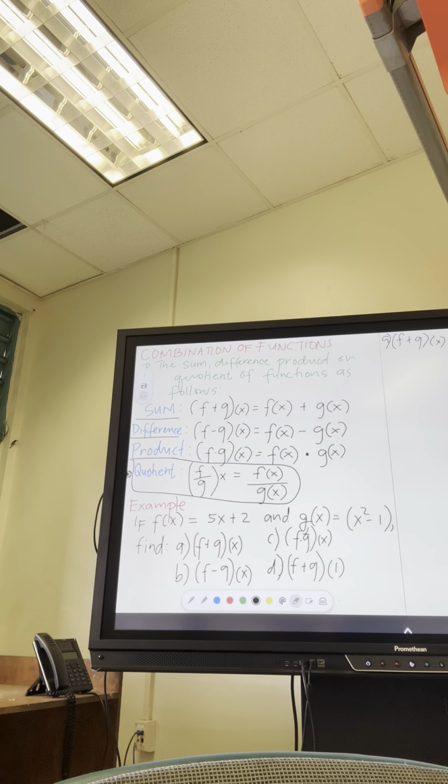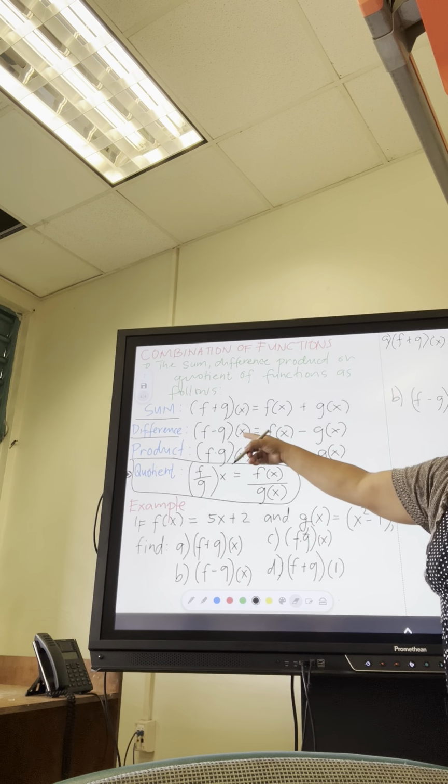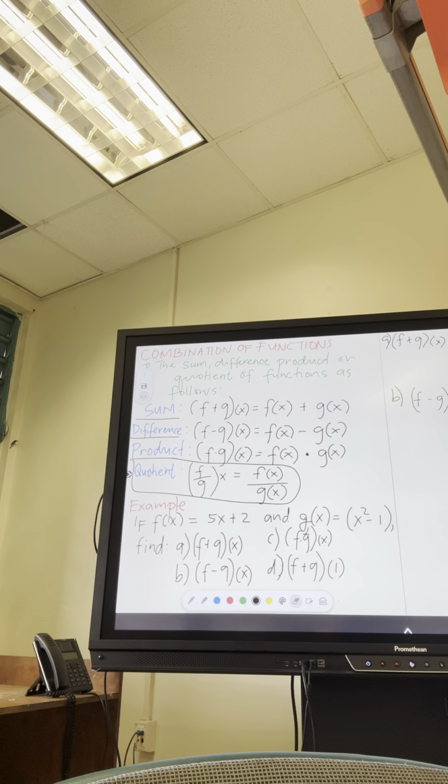So we go now to letter B. How about letter B? In letter B now is subtraction, or finding the difference of two functions. So we have f minus g of x. This is equivalent to, you just copy this notation, f of x minus g of x. Okay, so what are the rules in subtraction that you are going to apply here?